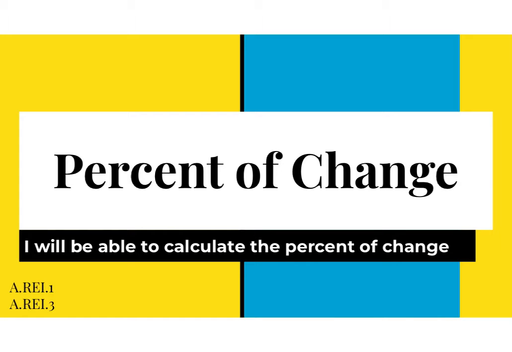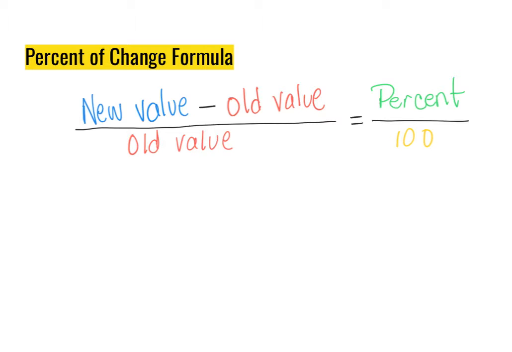Percent of change. After watching this video, I will be able to calculate the percent of change. So the percent of change is basically taking two numbers and comparing whether it increased or decreased and then finding that certain percentage. So I can use this formula or this proportion, fill in the information I know and solve for the unknown. So you want to make sure to write this formula down somewhere because you're going to need to refer to it a lot.